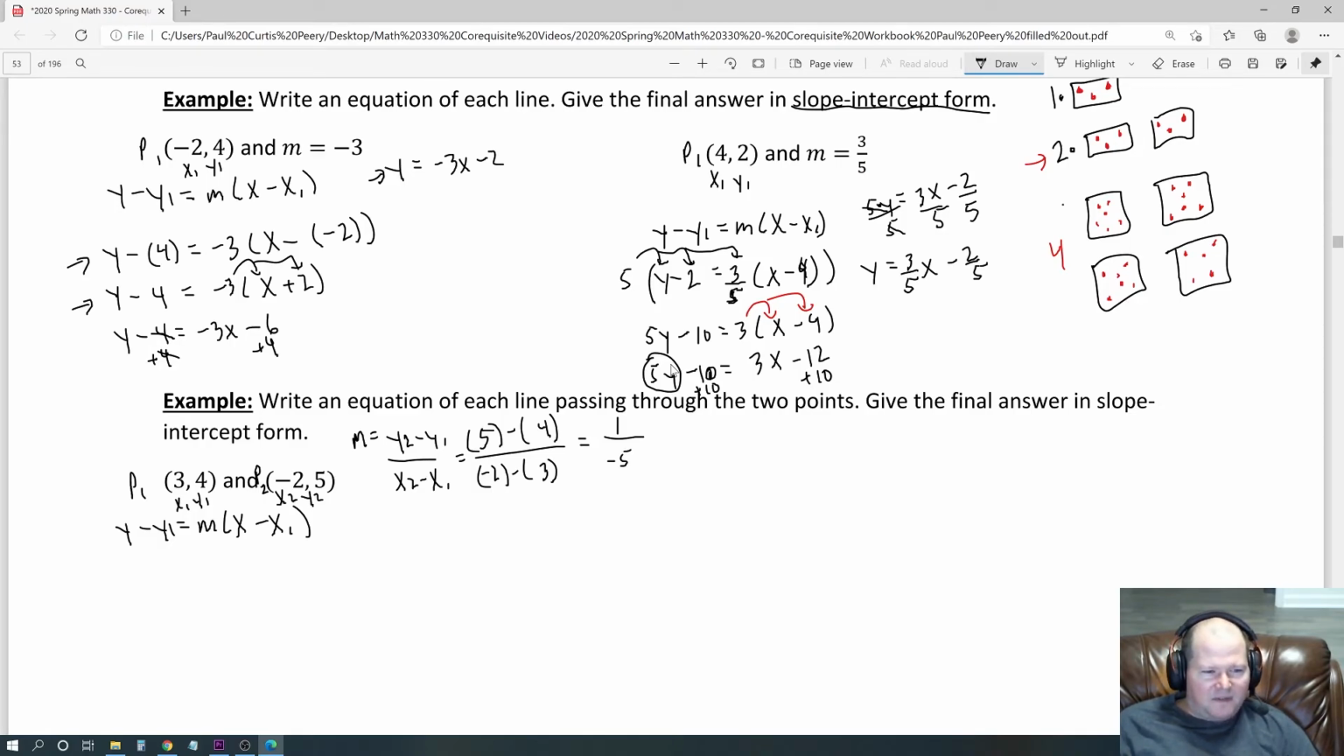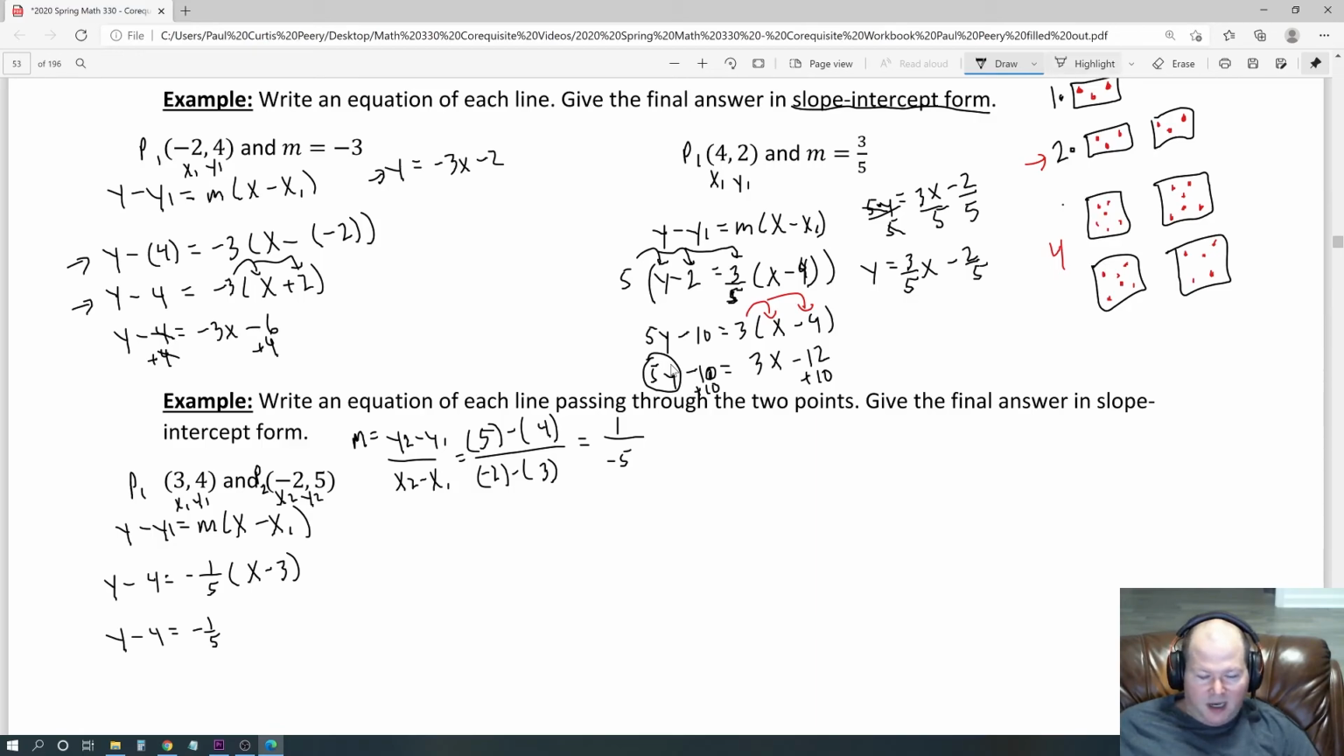Okay, now I have enough information to use this formula to come up with a linear equation. So I plug my stuff in. So y minus y1, what's my y1? It is a 4. Right? And then I say it's equal to m. m is equal to -1/5. I can write that better. Rewrite that better. There you go. And then x minus x1, x1 being 3. That gives me y minus 4 is equal to -1/5 times x minus 3. I don't really need to rewrite that.